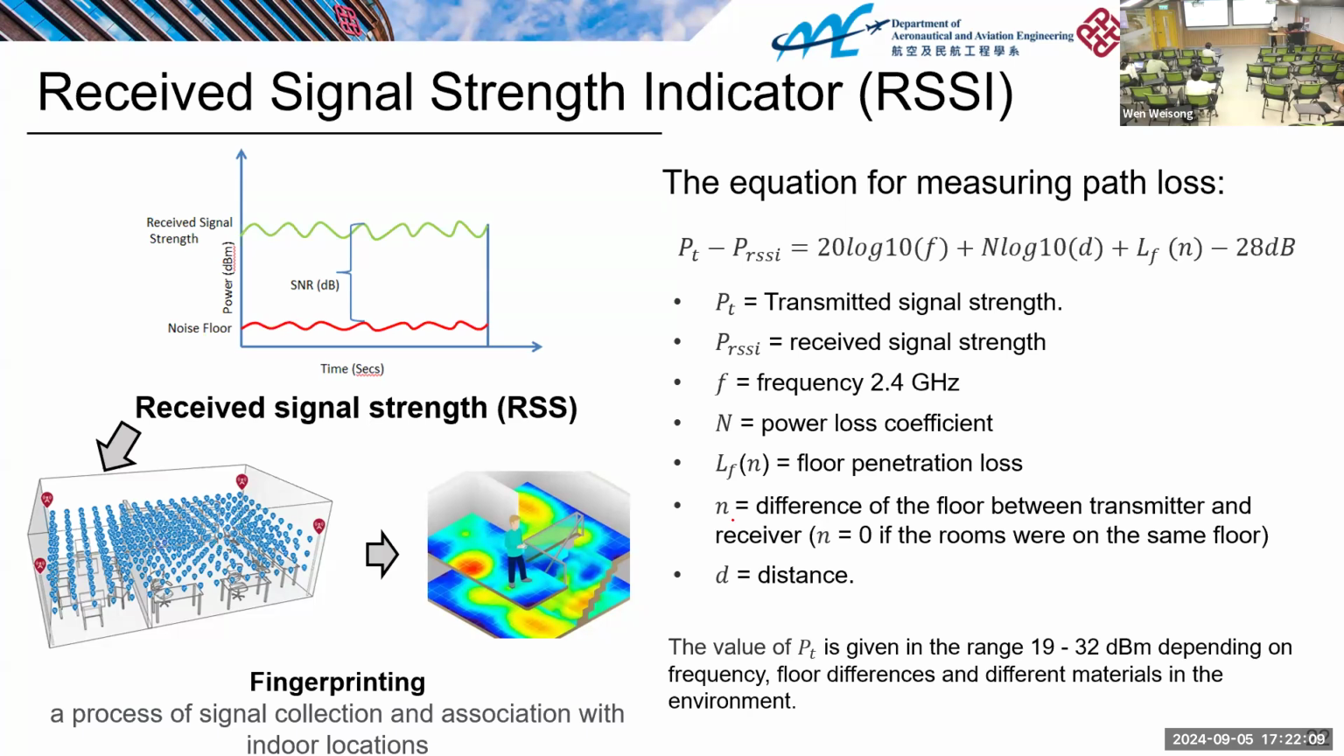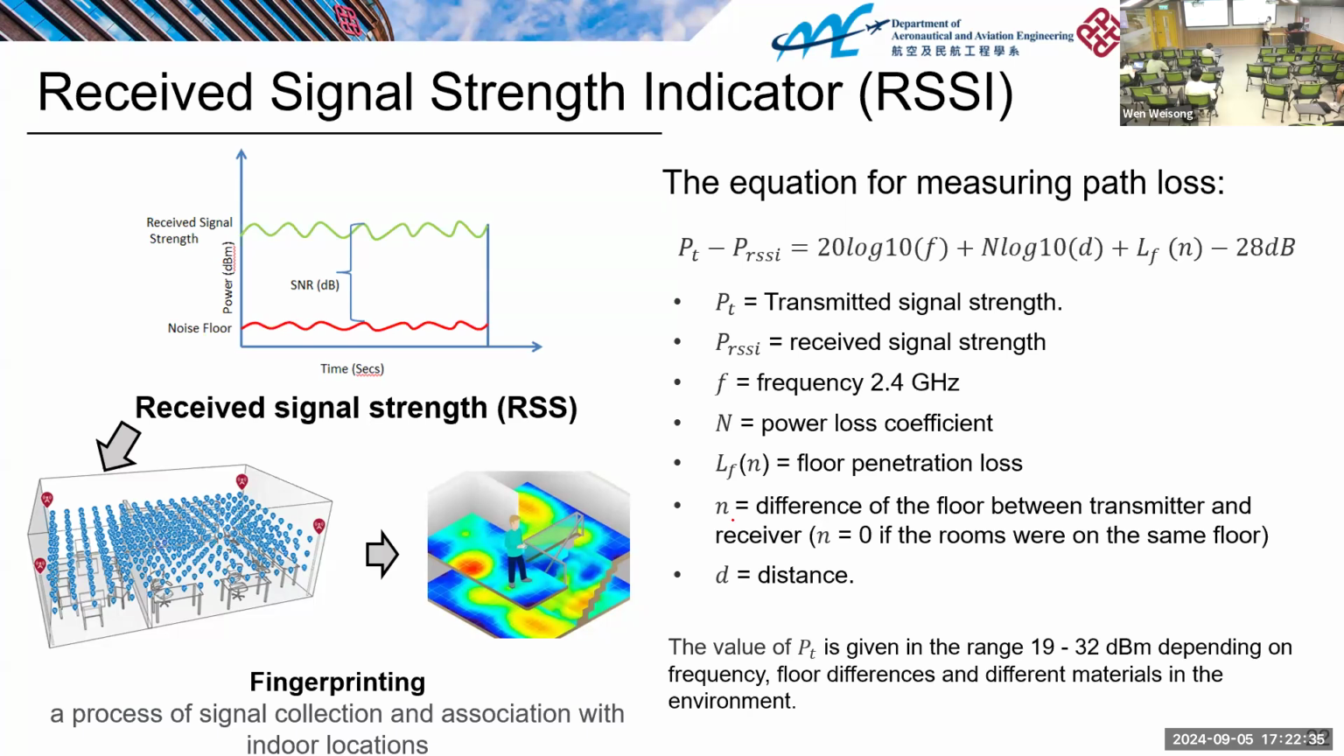Then n log10 d, where d is the distance. It means the longer the distance, the stronger the signal attenuation is going to be. This signal strength attenuation process is directly related to your distance. Is that correct? And the n here means how many floors.